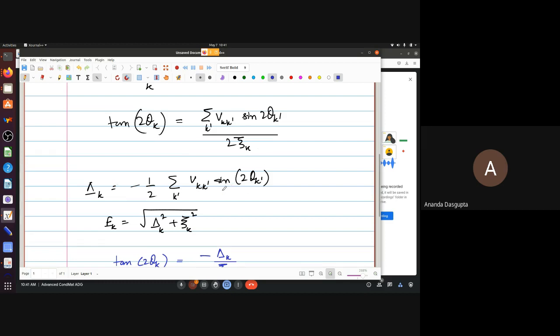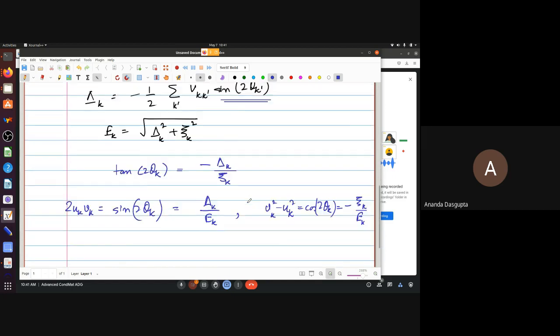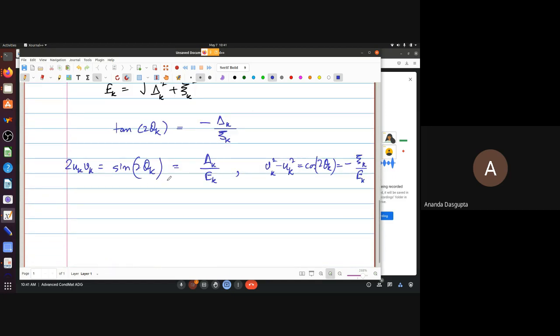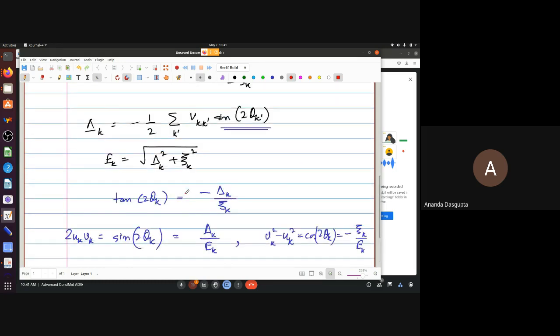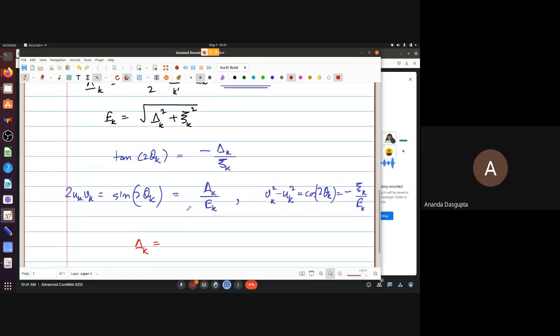And in the definition of delta k, you have this sine 2 theta k prime on this side, but we already have sine 2 theta k in terms of deltas. So if you put that in, what you're going to get is delta k, which by definition of delta k was simply minus half sum over k prime V_kk' times sine 2 theta k prime. So that will be simply delta k prime by E k prime.